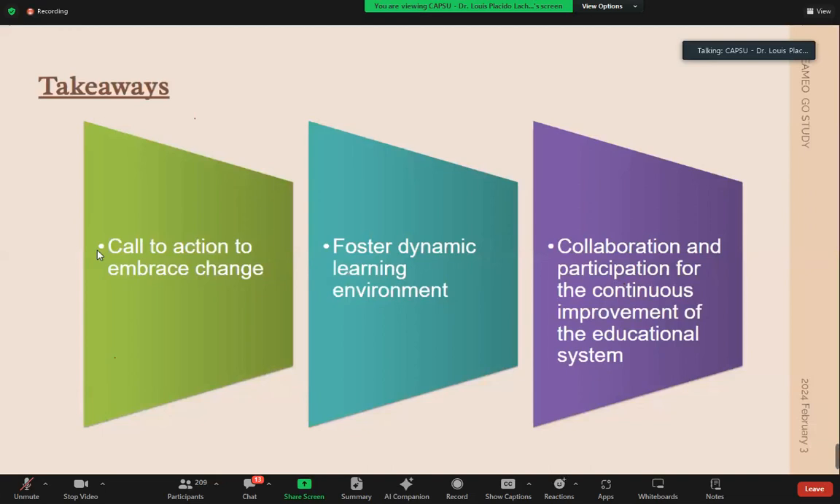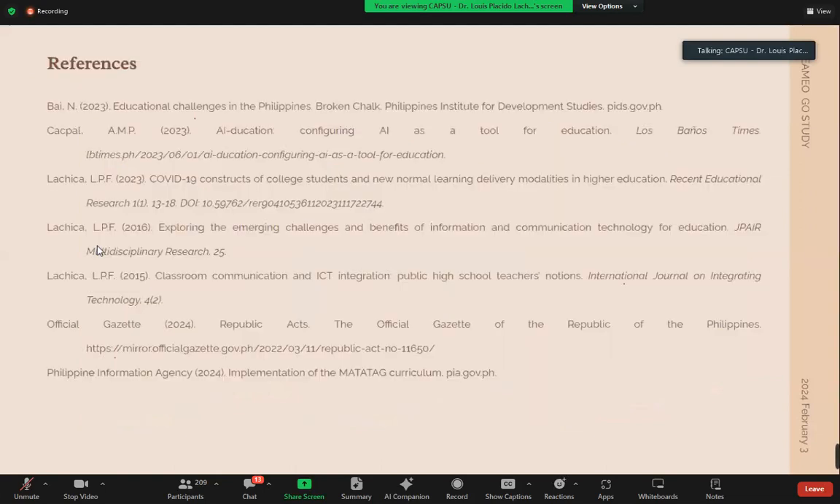So lastly, the major takeaways from this presentation are focused on a call to action to embrace change, foster a dynamic learning environment, collaboration and participation for the continuous improvement of the educational system. And these takeaways emphasize the importance of adaptability, innovation, and collective efforts in addressing the evolving needs of education in the Philippines, ensuring a more inclusive, effective, and forward-looking educational landscape. These are the references.